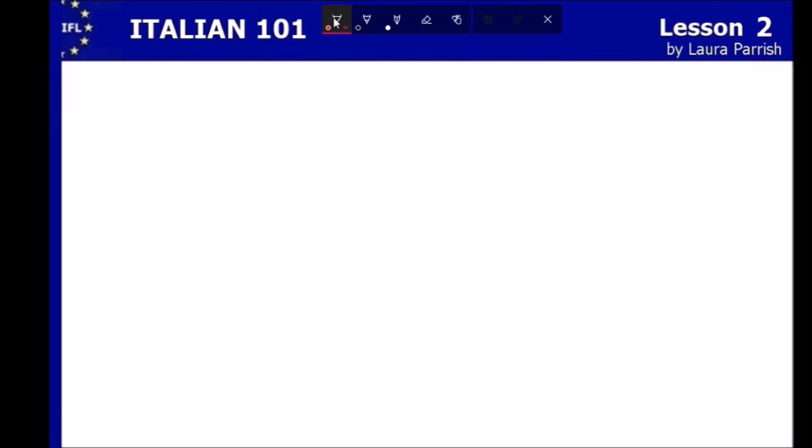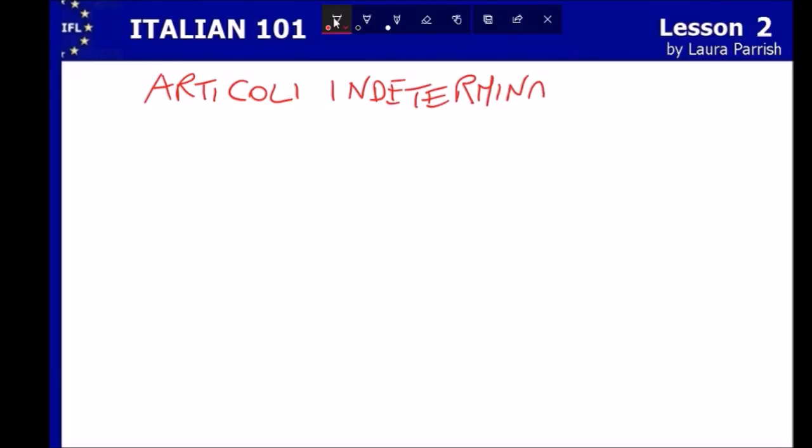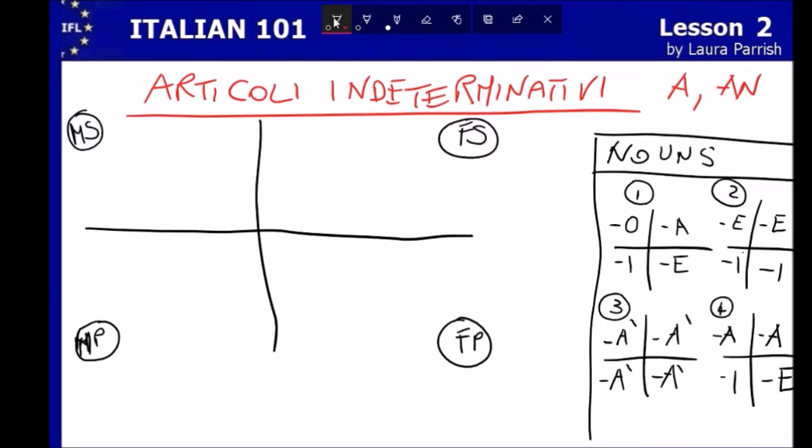So now let's go with articoli indeterminativi. And we saw that articoli indeterminativi are a and an in English. Okay, so here we are writing the articles. Masculine singular, we have two: un and uno. We have two. One and two.